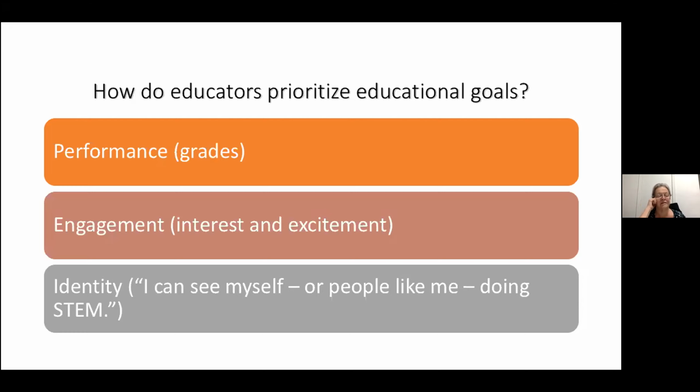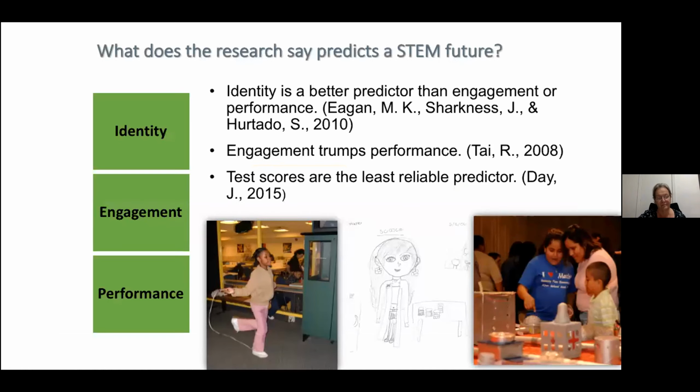Second, and this is because of some research that's been done in the last 15 years, we understand how important engagement is, right? Interest and excitement. And last, we understand a little bit about identity. So the lineup in the US is performance, engagement, identity. I'm good at science and math. I like what I do. Someday I can have a STEM career.